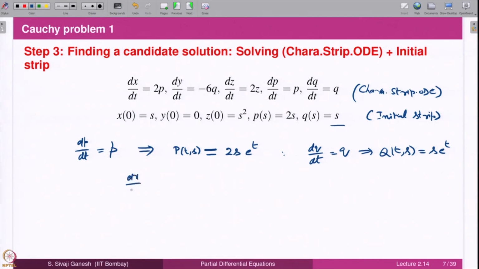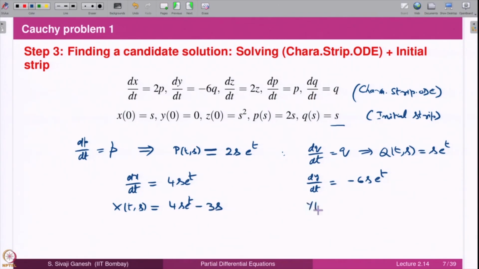Therefore, dx/dt equals 2p, that is 4s e^t, and dy/dt is minus 6q, that is equal to minus 6s e^t. Now, we can integrate and we get x(t,s) is equal to 4s e^t plus a constant. It should be such that x(0,s) is equal to s. When I put t equal to 0, I get 4s from here, so I need to subtract 3s. Now this satisfies the initial condition.